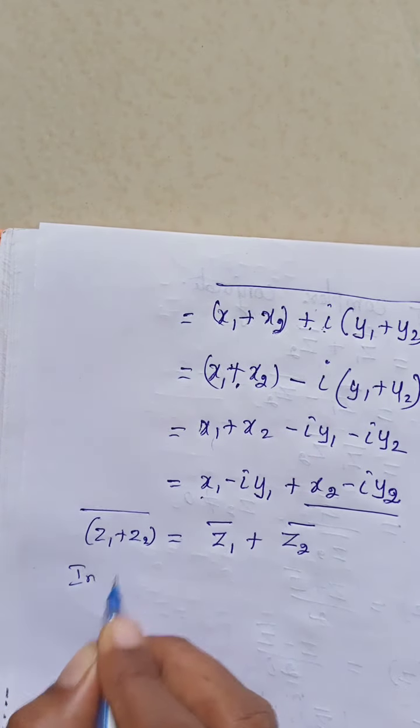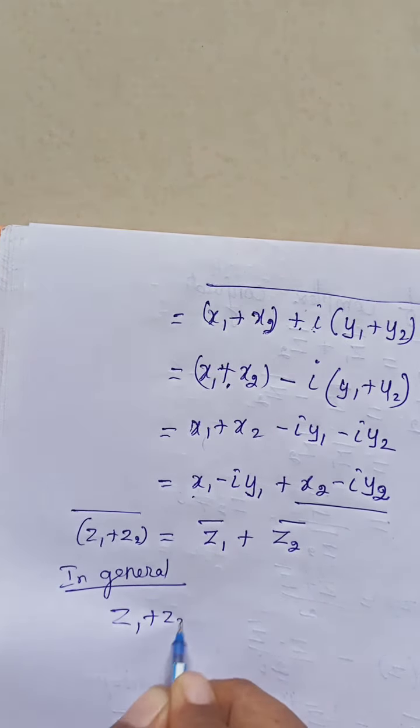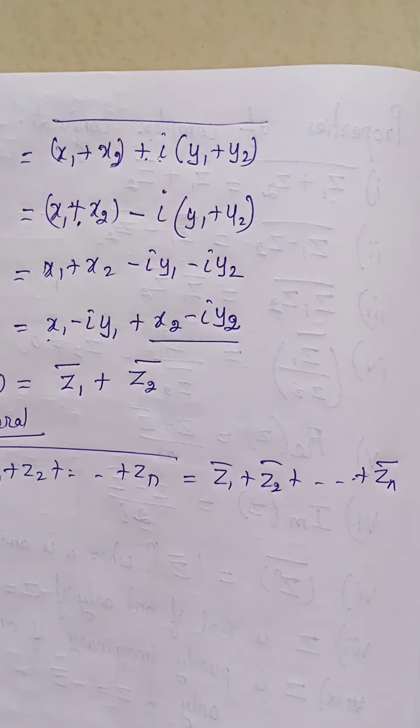In general, (z1 plus z2 plus etc. plus zn) bar can be written as z1 bar plus z2 bar plus etc. plus zn bar. Is that clear? The same way we can prove for multiplication, subtraction and division. That's left for you. If you want, just try to do it.